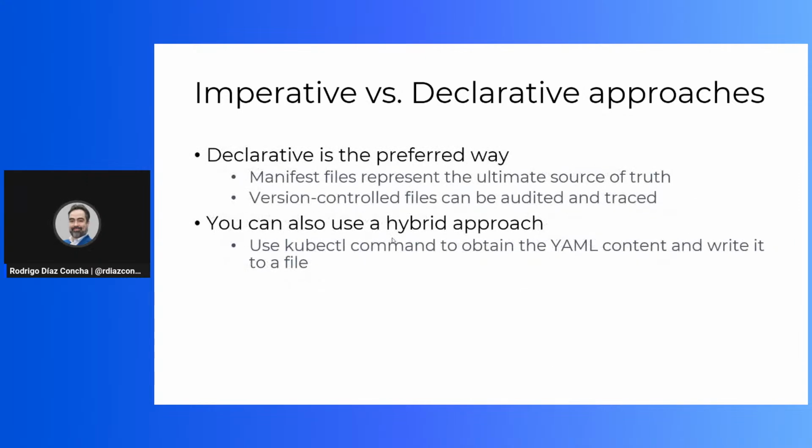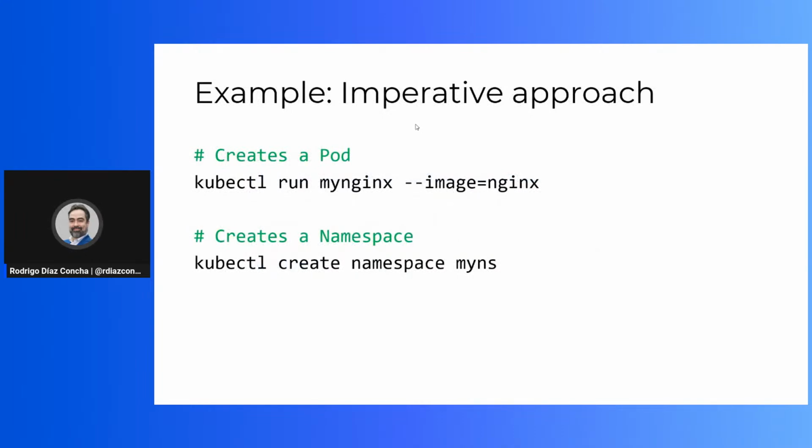So we have two ways for doing this, imperative and declarative. I think declarative is the preferred way because those are YAML files that you can store in source control and you can see the history of changes, right? So those manifest files can represent the ultimate source of truth. And you can also use a hybrid approach. I mean, just execute your imperative commands and then obtain the YAML that you want to store in a file and so on, okay?